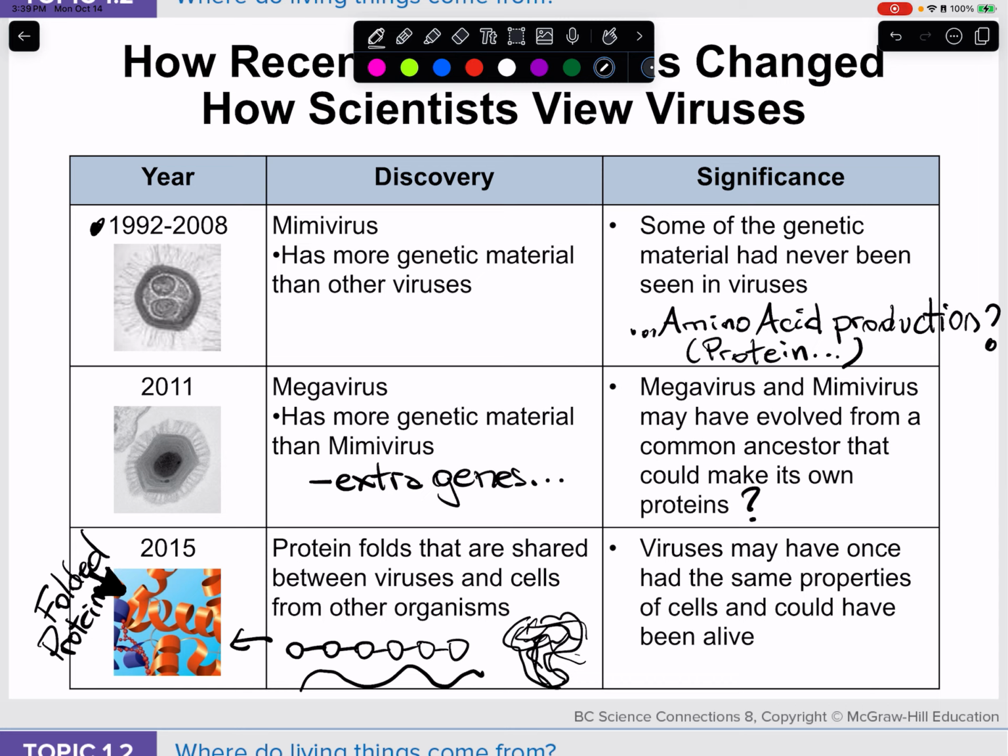So the thing is, if they have the same properties, it sort of indicates ancestry, right? It's like some kind of common ancestor could do this. Like, where did this come from? So maybe cells and viruses could have something in common. That's why science is so cool, because we get to figure out what's going on.